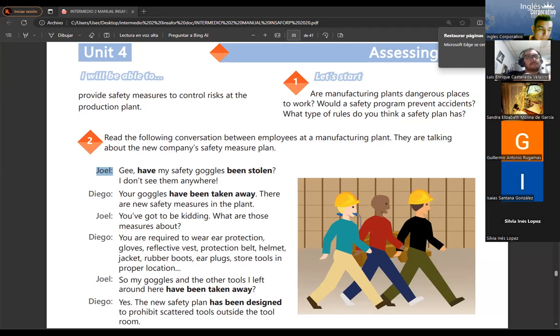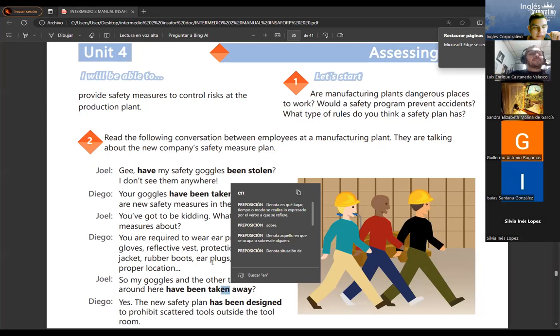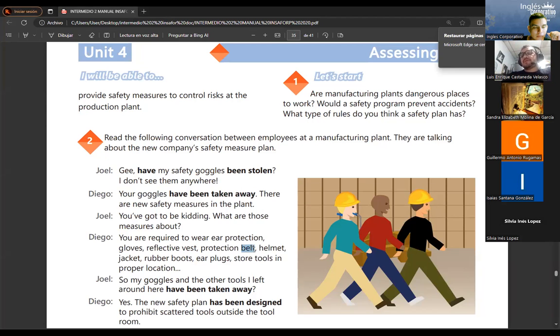Okay, excellent. Okay, this one is pronounced vest. This one is belt. Belt and vest.